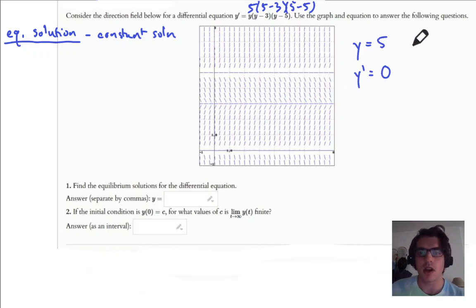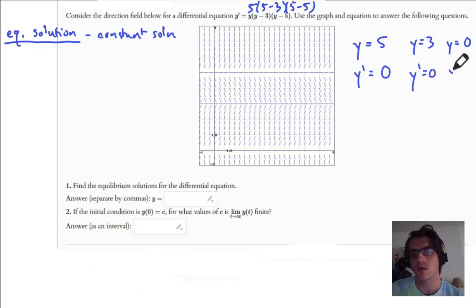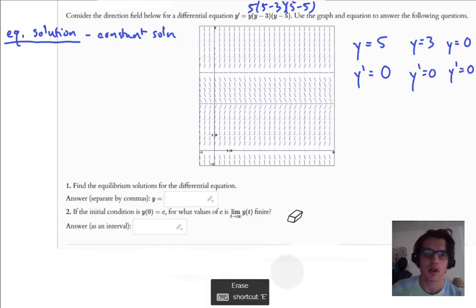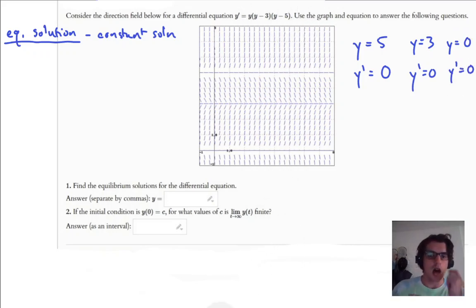The same thing with y equals 3. If we plug in here, 3 times (3 minus 3), and the 3 minus 3 is what makes it 0. And the same thing with 0. Y equals 0, y prime equals 0. Okay. So these would be our equilibrium solutions: 0, 3, and 5.